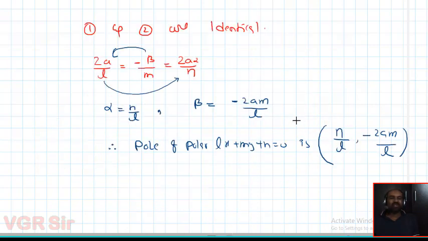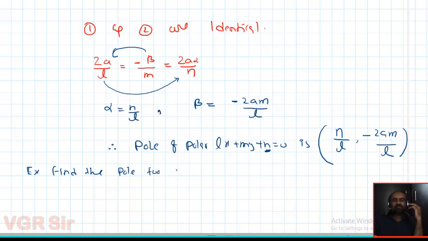Okay, n by L, n by L minus 2am by L. So I will take one example for that. Okay students, one example. Find the pole for the polar 3x plus 3y plus 4 equal to 0 with respect to y square equal to 8x.